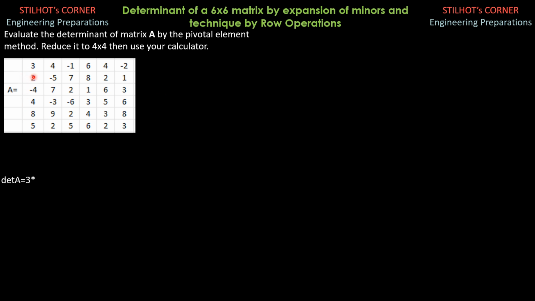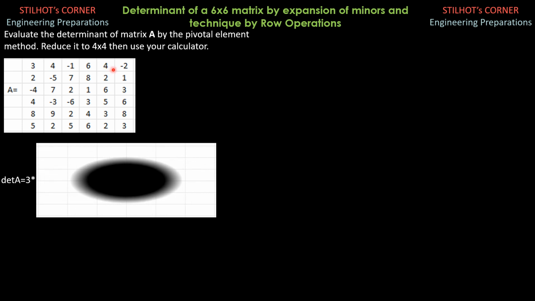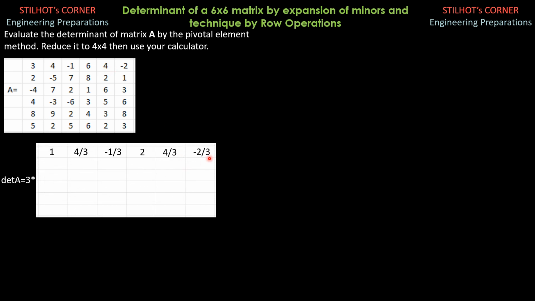So let's make these zeros, so it reduces to 4 by 4. Then after that, from 5 by 5, let's make these zeros so that 0 times the minor of that element would be 0, and so on and so forth. So this is equal to 3 times, so we factor out 3, so this is 1, 4/3, negative 1/3, 2, 2/3, negative 2/3 as shown. I hope that you followed after we factor out 3.